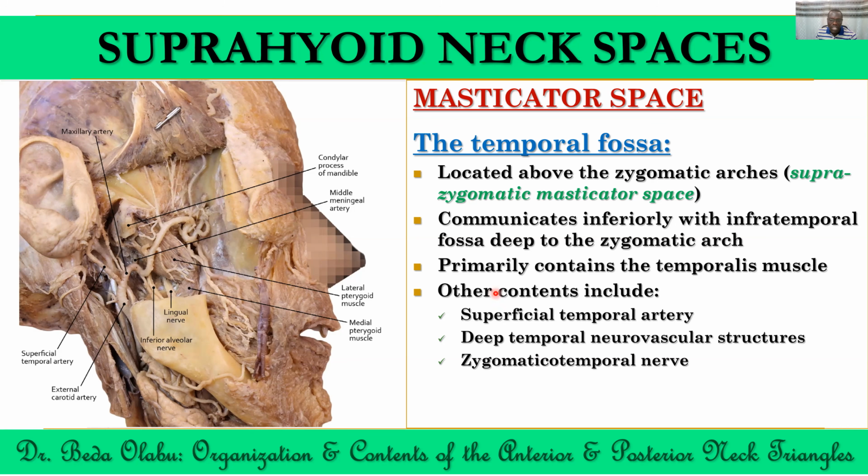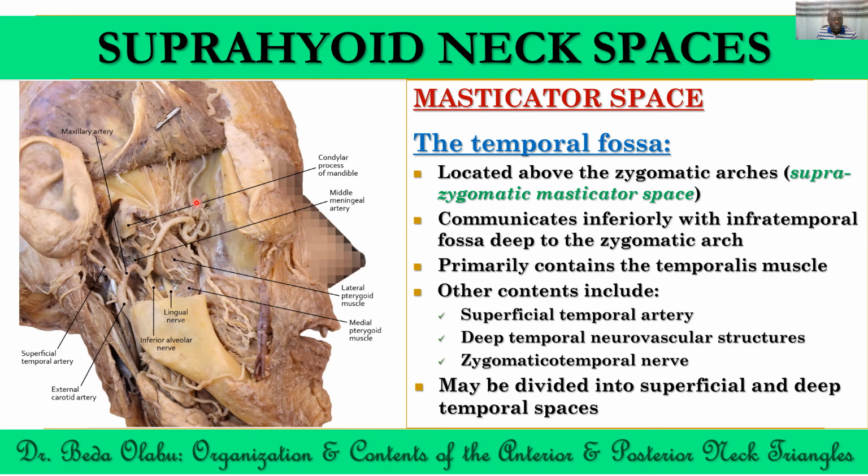Then we have the zygomaticotemporal nerve. The zygomaticotemporal nerve is a branch of the zygomatic nerve, which is a branch of the maxillary nerve. It also traverses the temporal fossa. Occasionally, we can talk about the temporal fossa as having superficial and deep temporal spaces, as the name suggests, with respect to the muscle.